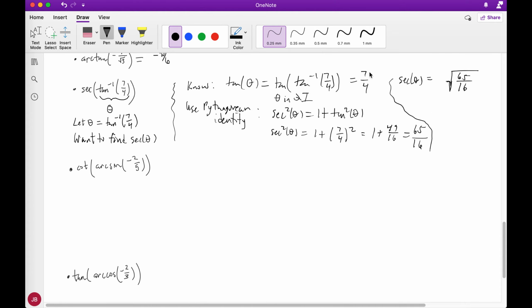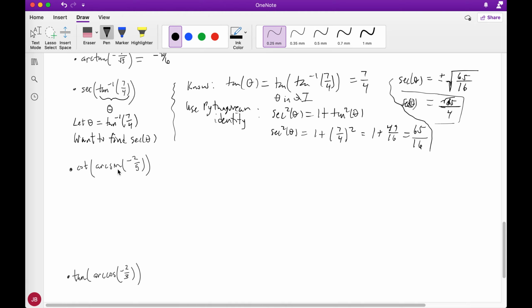And so in quadrant 1, the secant is also positive. So in fact, it's going to be the positive one of these. So secant of theta is going to be the square root of 65. And then we can take the square root of 16, which is just 4. So it's the positive one of those. And that's what we were trying to find, right?